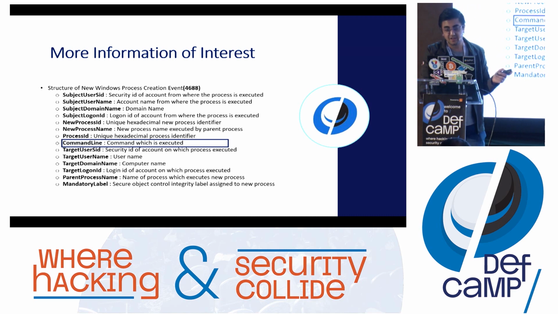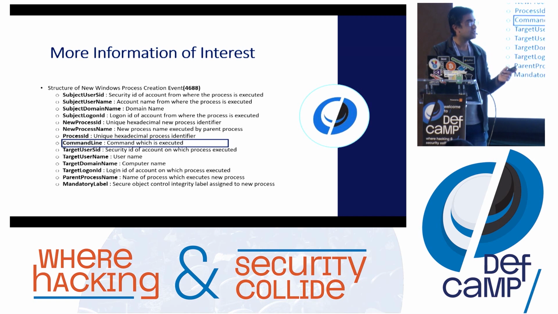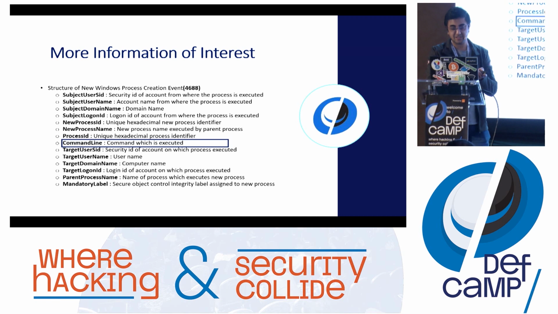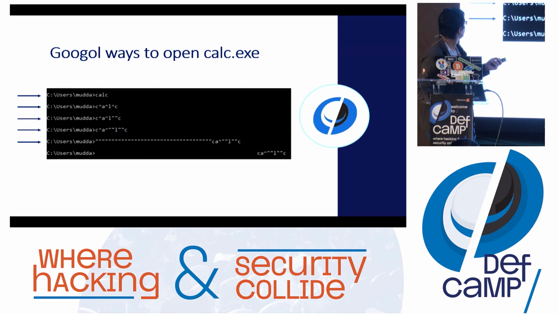there was this command line argument. We can get information from this command line argument. But there are many ways to open a single calc.exe. You can open calc like this, like this, like this. It will open calc, but it will confuse the defender. This is the research on DOS obfuscation done by Daniel Buchanan.